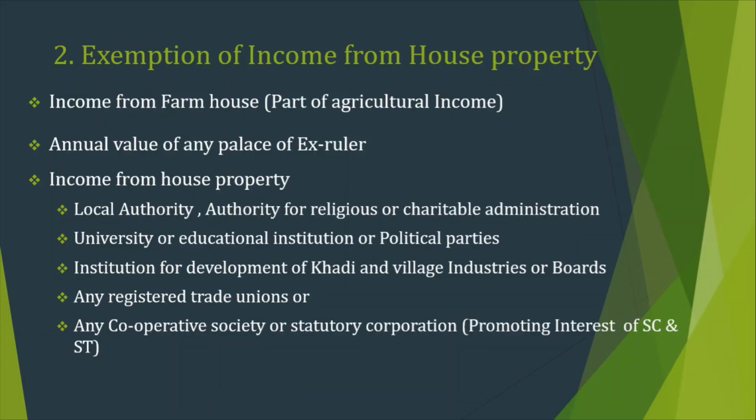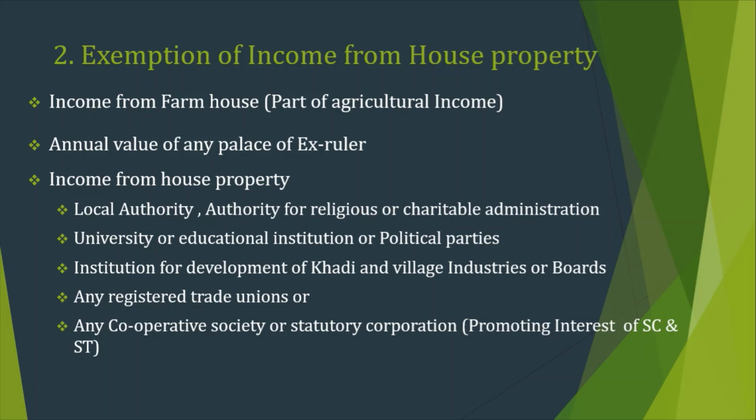Now topic number 2, we will discuss exemption of income from house property. So what are those incomes from house property which shall not be a part of income from house property for taxable purposes? Income from a farmhouse, which is basically a part of agricultural land, will be considered under agricultural income. Annual value of any palace of an ex-ruler: if the ex-ruler has two or more palaces, only one palace will be considered as nil annual value.